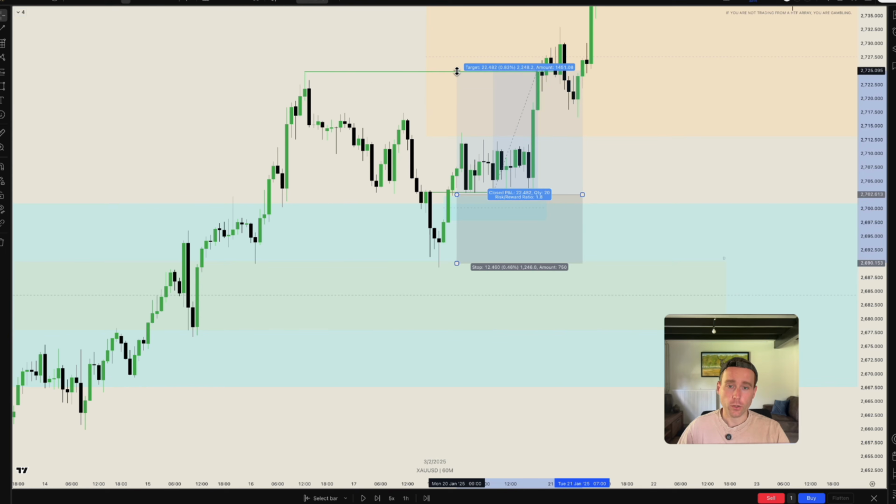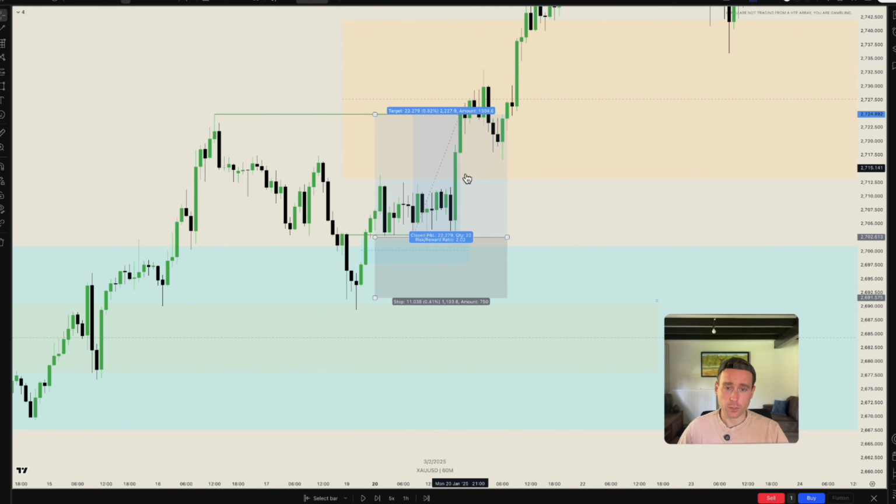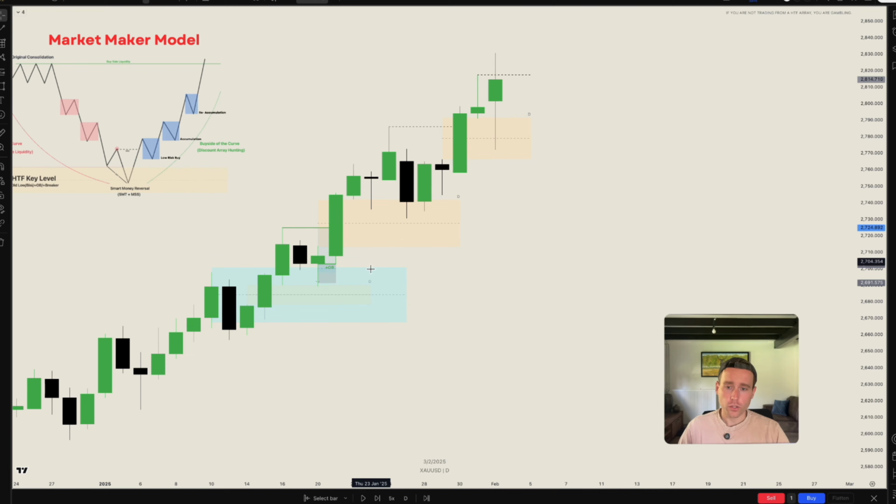So your TP is going to be up here for a static 1 to 2. And this would have been your entry. If you missed this one, there was another fair value gap before we go higher again. Cool. So now you saw it on this example.